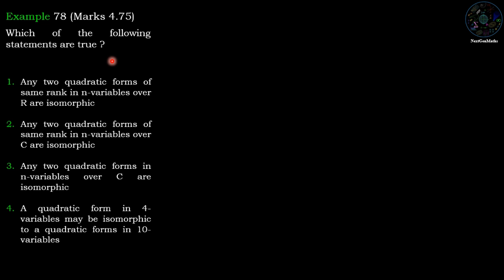Which of the following statements are true? So we are given four statements. First statement: any two quadratic forms of the same rank in n variables over R are isomorphic. Second: any two quadratic forms of the same rank in n variables over C are isomorphic. Third statement: any two quadratic forms in n variables over C are isomorphic. And the fourth statement: a quadratic form in 4 variables may be isomorphic to a quadratic form in 10 variables. So it is about isomorphism of two quadratic forms over R and over C.